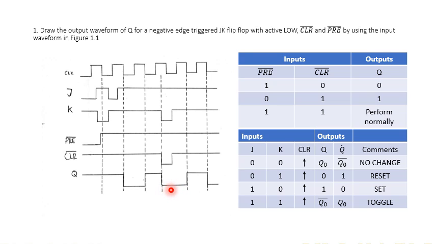Then we will see at clock 5 here. Still the same, J and K are 1, so it will toggle. So it will be the opposite of the previous answer. The previous answer is 0, so here will be 1. Then we will look at the last clock here, clock 6. Still the same, the J and K values here are 1, so it will toggle. So the answer will be the opposite of the previous one, so here will be 0.